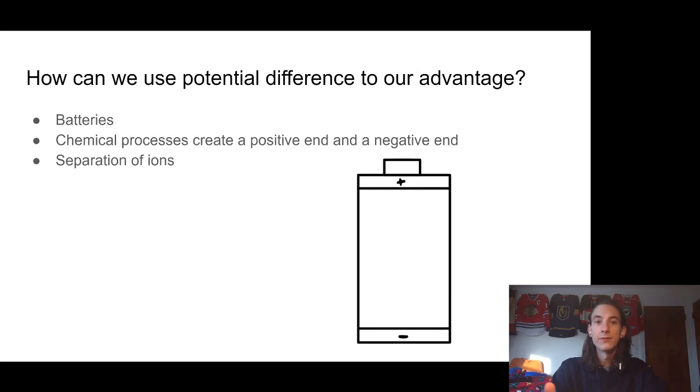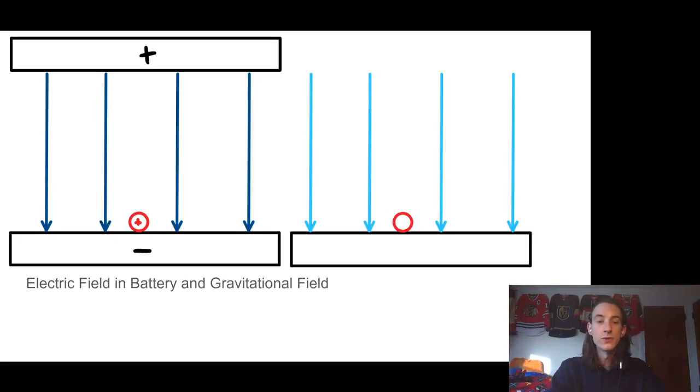So with batteries, we have these chemical processes. We don't have to know about how it works, but they create a potential difference by having a positive end and a negative end. So you have these ions that are separated chemically within a battery. So we have a positive side and a negative side, and that's huge. Because within this battery, we create a potential difference.